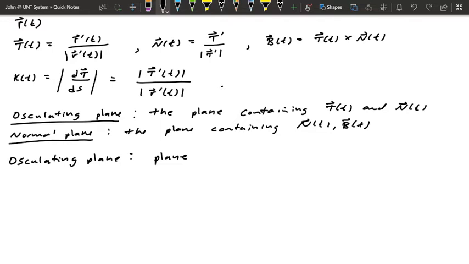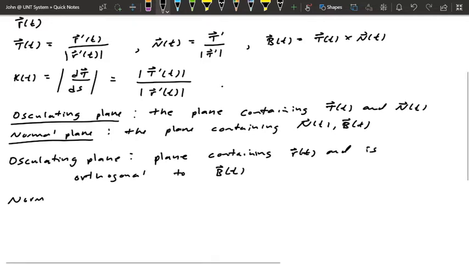Osculating plane, which contains r(t) and is orthogonal to B, and similarly, the normal plane is the plane which contains r(t) and is orthogonal to T.